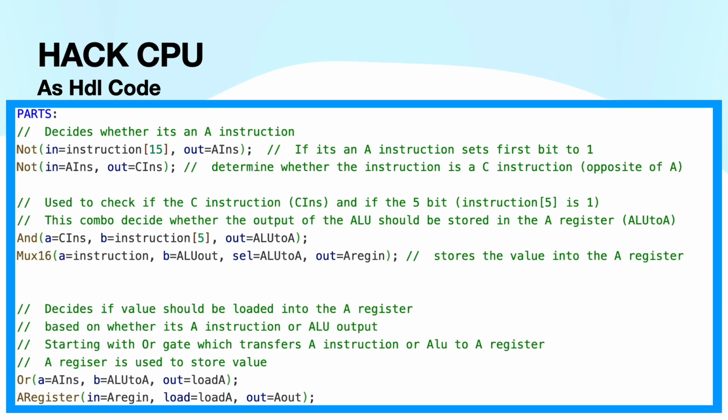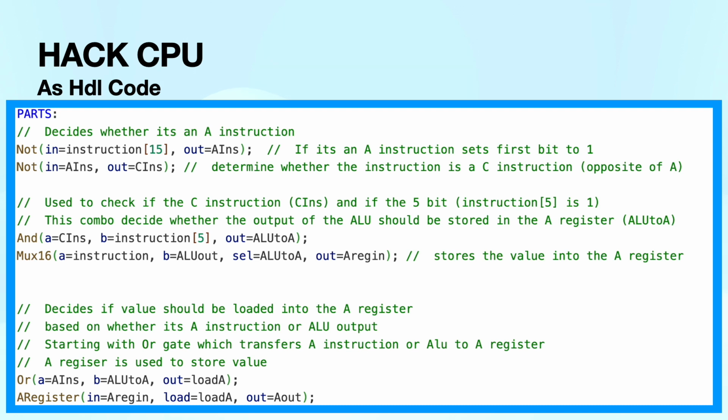So the first bit decides whether it's an A instruction. If it's an A instruction, it sets the first bit to 1, and the next bit determines whether the instruction is a C instruction, which is the opposite of an A instruction. The next bit is used to check if it's a C instruction, CINS, and if the 5-bit instruction is 1. This combination decides whether the output of the ALU should be stored in the A register, which is ALU to A. It uses an AND and a MUX16. So the MUX16 stores the value into the A register.